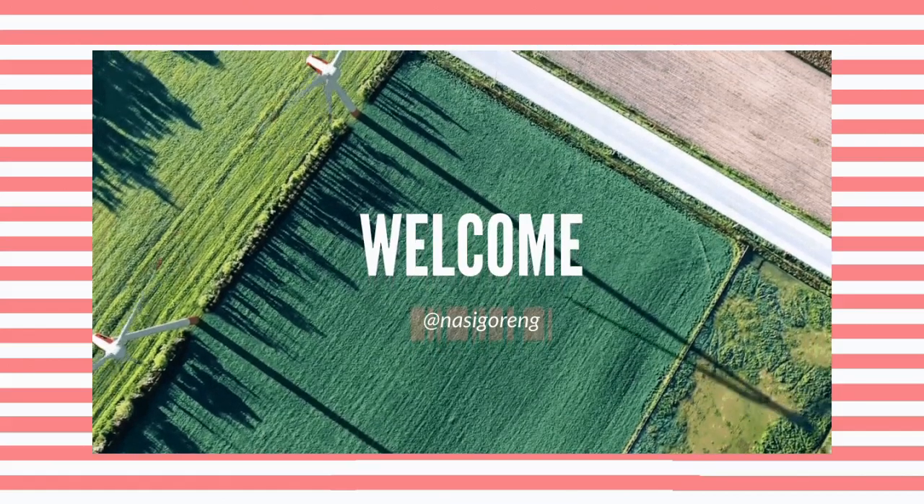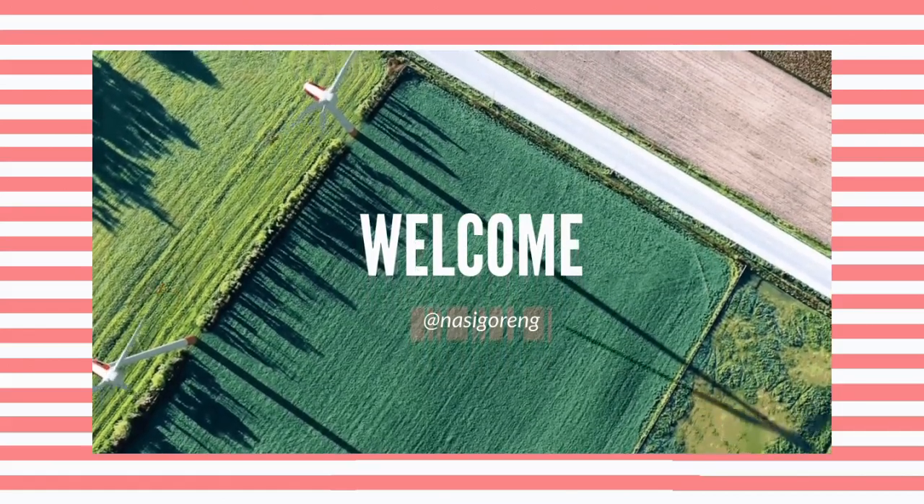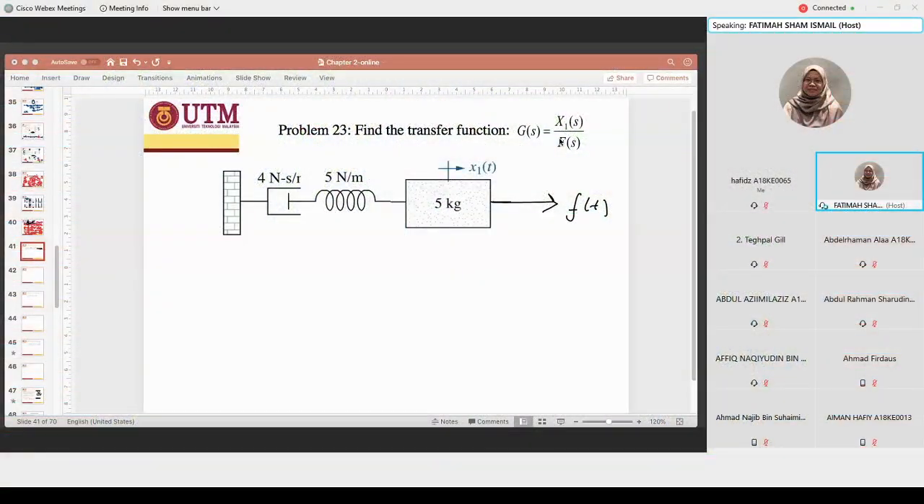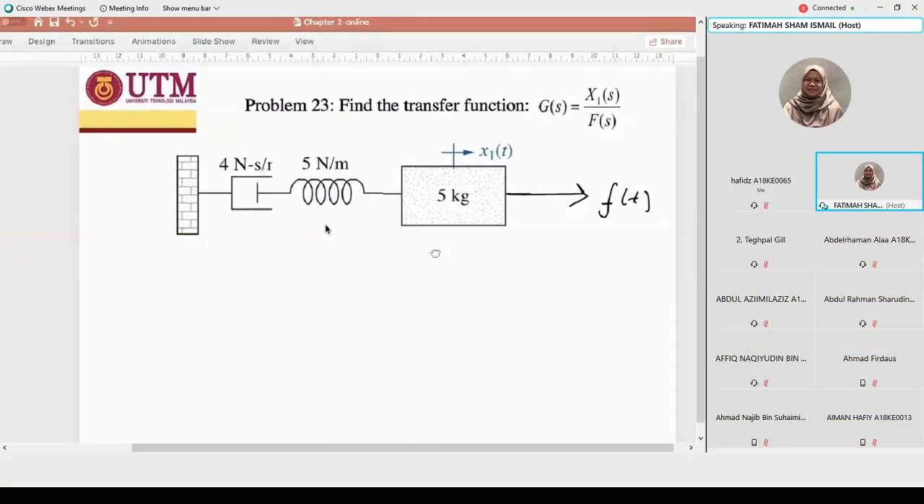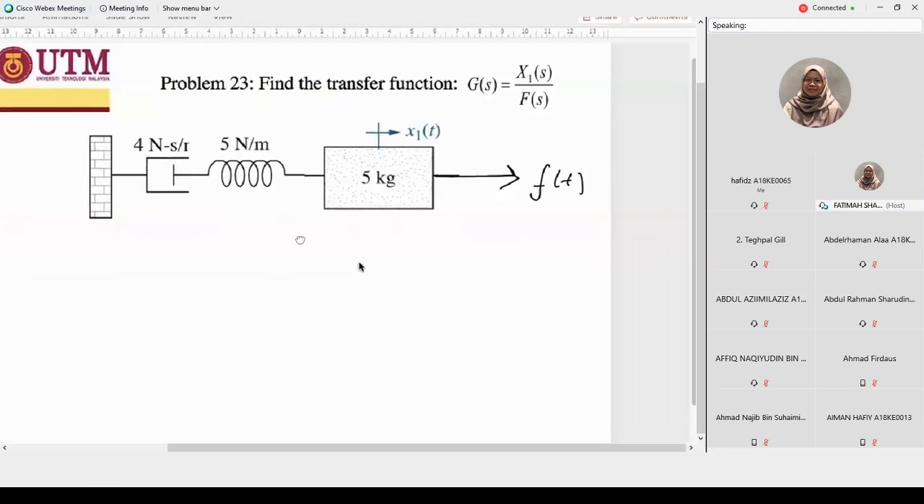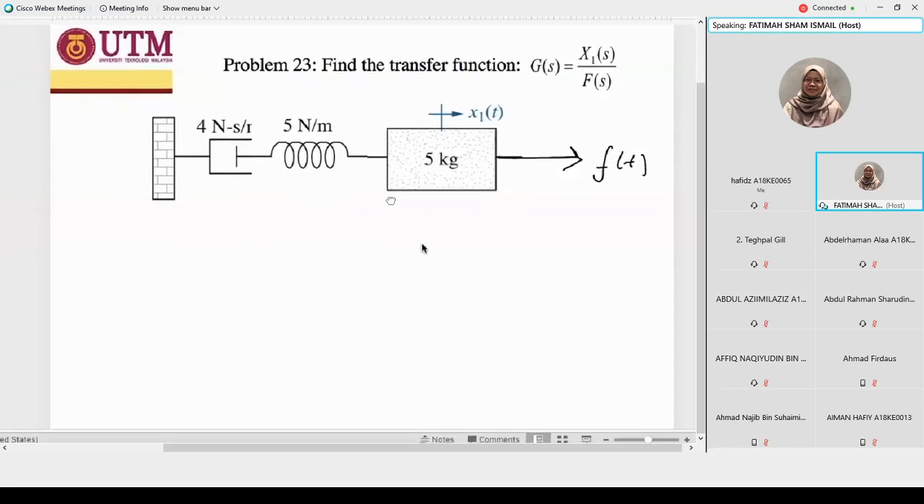Okay, so we continue with problem 23. Actually, problem 23 here comes from the textbook. I just modified the diagram. Okay, so we try this diagram first. You are given this schematic diagram and asked to find the transfer function X1(s) over T(s).